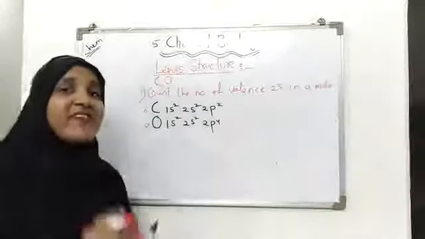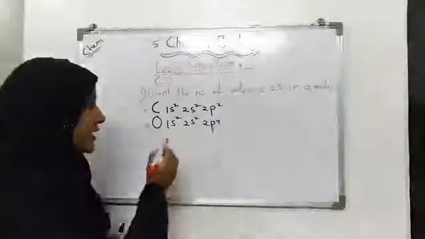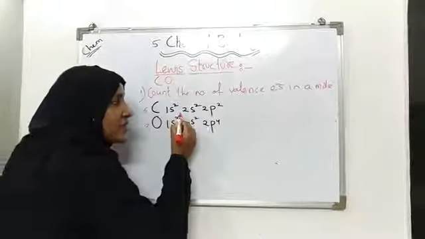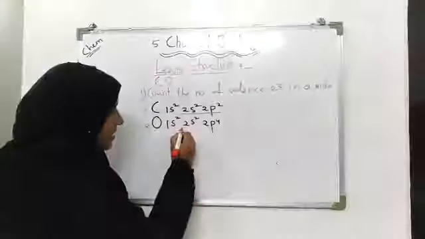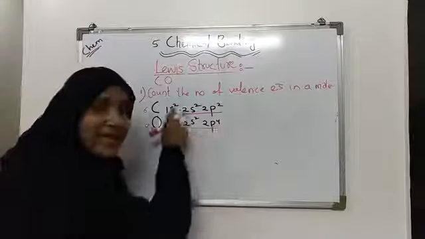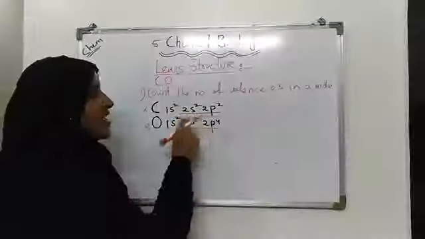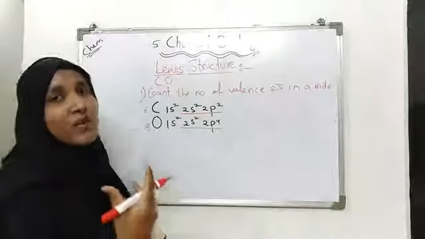Now what is their number of valence electrons? The number of valence electrons are what? The electrons that are present in the valence shell. So in both the atoms, the second shell is their outermost shell or valence shell.